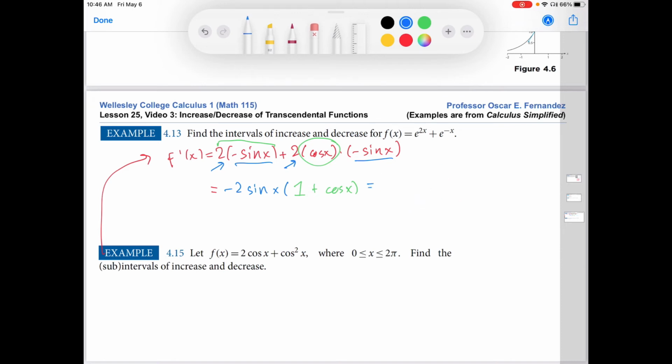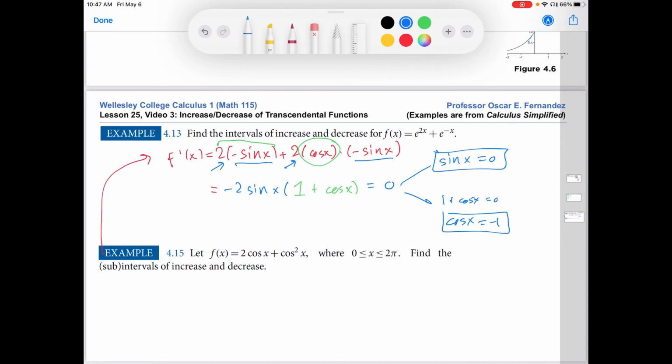If I set this equal to 0, I have two possibilities. Either sine x equals 0 or 1 plus cosine x equals 0. So I have two equations to solve here: cosine x equals negative 1, and sine x equals 0.